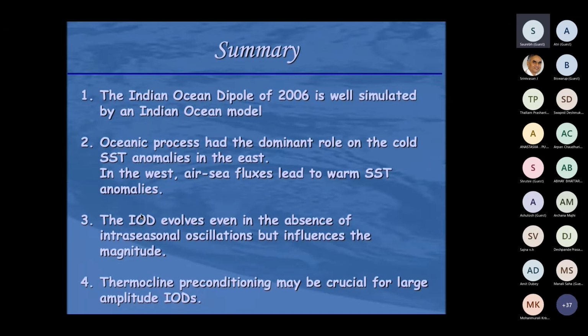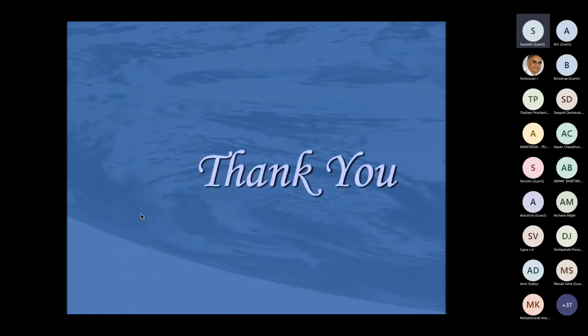The Indian Ocean dipole of 2006 is well simulated by an Indian Ocean model. Ocean dynamic processes had the dominant role in the cold SST anomalies in the east, whereas in the west, it is the air-sea fluxes that led to the formation of warm SST anomalies. The Indian Ocean dipole evolves in the absence of intra-seasonal oscillations, but they influence its magnitude. And there is another set of experiments which I haven't shown here: thermocline preconditioning may be crucial for large amplitude IOD events.